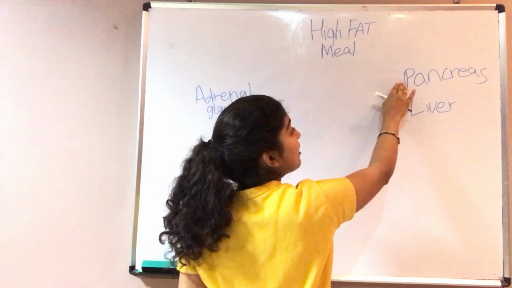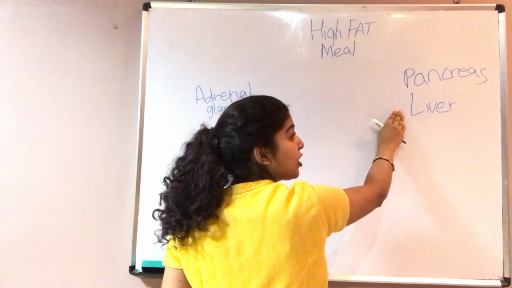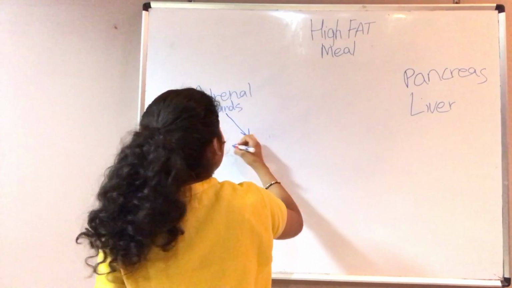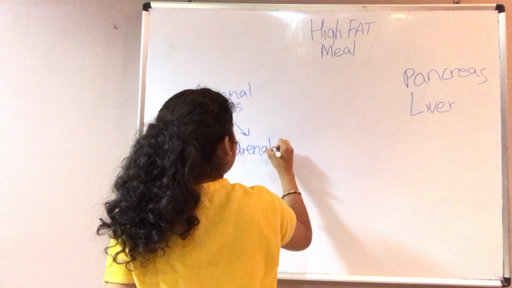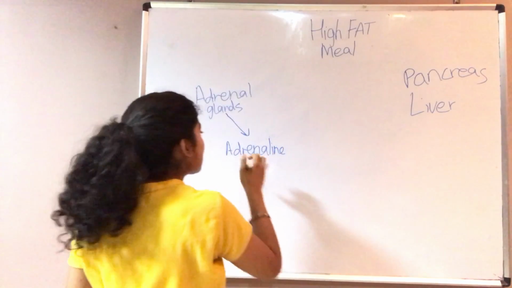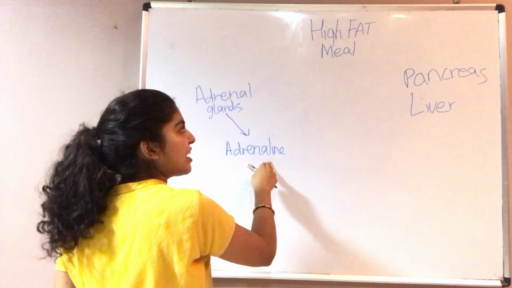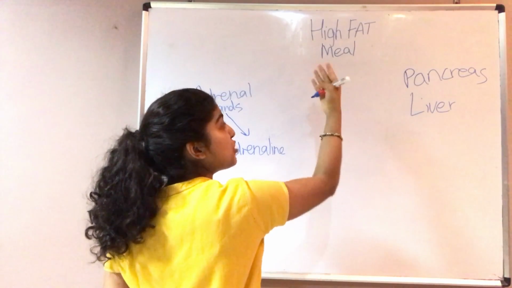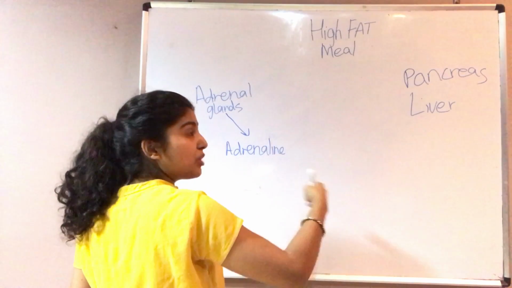The pancreas releases lipases to digest this fat, the liver releases bile salts to digest this fat, and the adrenal glands actually secrete a hormone called adrenaline, which is actually a fear-based hormone, into the bloodstream. And the role of adrenaline is to help increase the digestive strength to digest the fat, and also to help move the fat through the system.